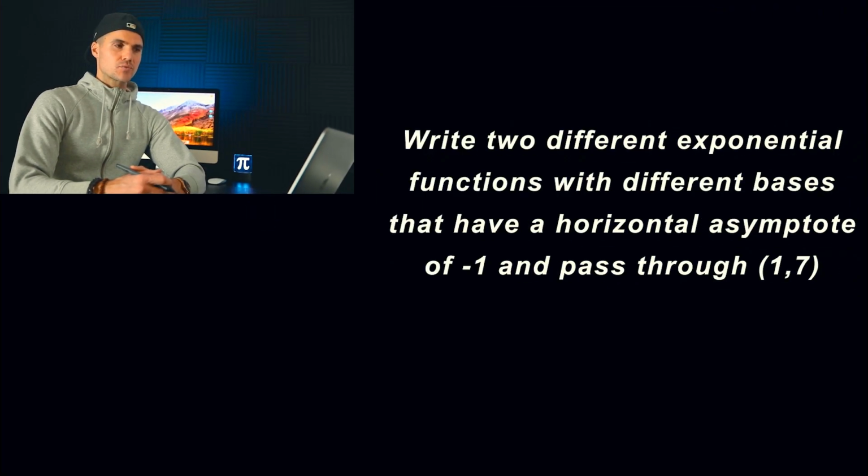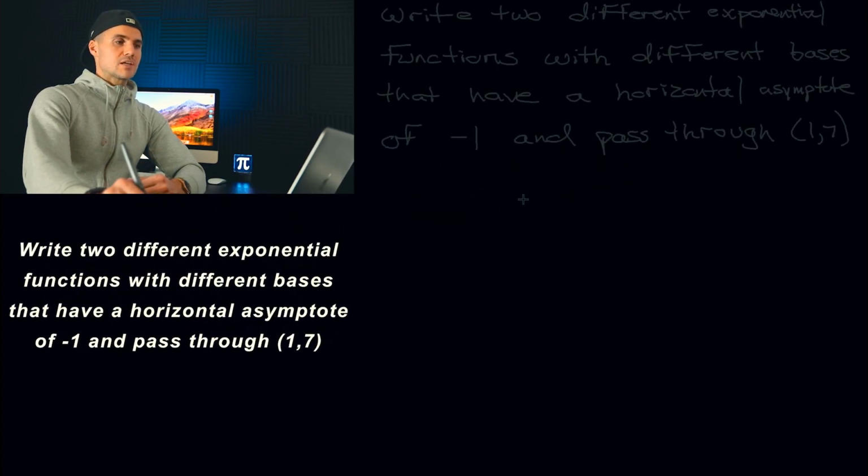Patrick here, moving on to another example dealing with exponential functions. Here we have to write two different exponential functions with different bases that have a horizontal asymptote of -1 and that pass through the point (1, 7). So this one's going to be interesting.